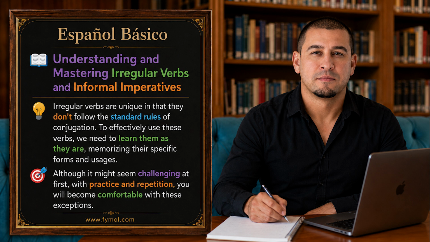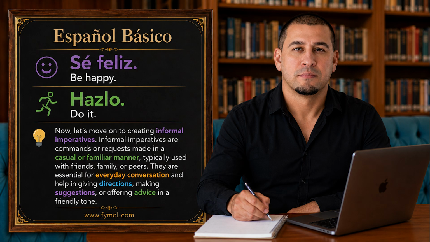Understanding and mastering irregular verbs and informal imperatives. Irregular verbs are unique in that they don't follow the standard rules of conjugation. To effectively use these verbs, we need to learn them as they are, memorizing their specific forms and usages. Although it might seem challenging at first, with practice and repetition, you will become comfortable with these exceptions. Sé feliz, be happy, hazlo, do it.